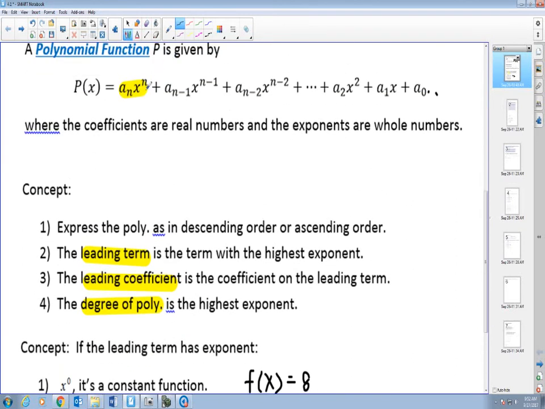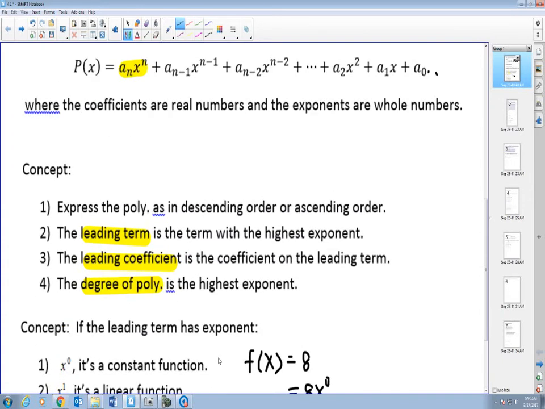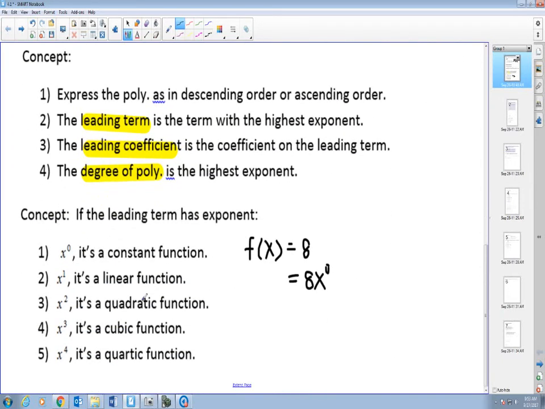If the exponent of my leading term is to the first power, we call that a linear function. To the second power is quadratic. To the third power is a cubic function. To the fourth power is called a quartic function. We mentioned all these types of functions previously, so most of you already know what they're called. But here I'm just formally organizing them a little bit for you.